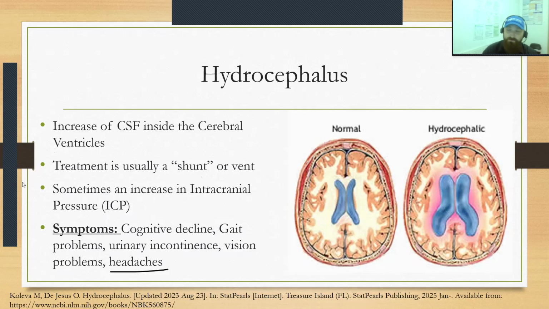And the old joke goes, well, where's your headache located? Well, it's in your head. Well, it's all in your head. Bad joke, I know, but think about those headaches.